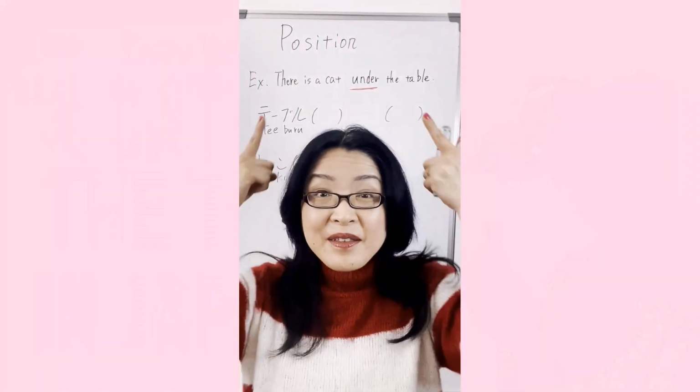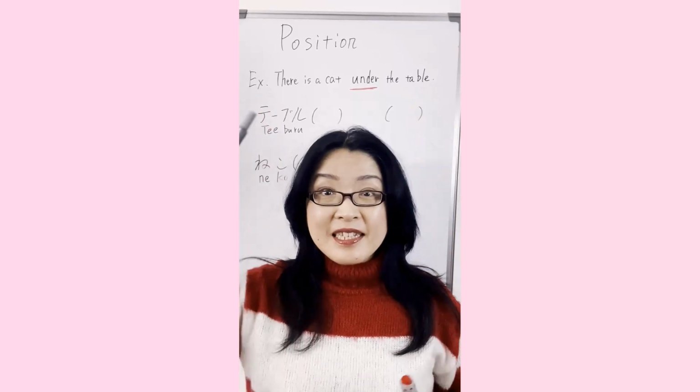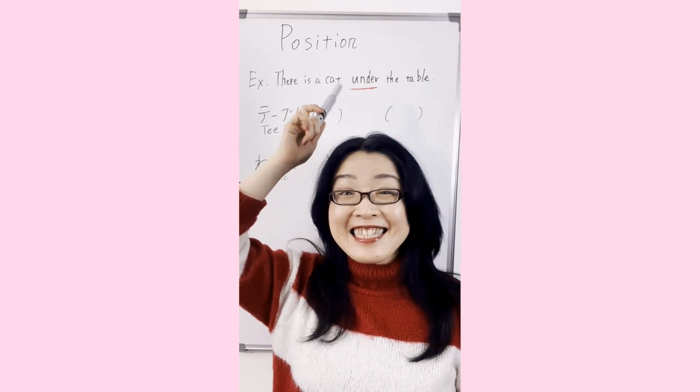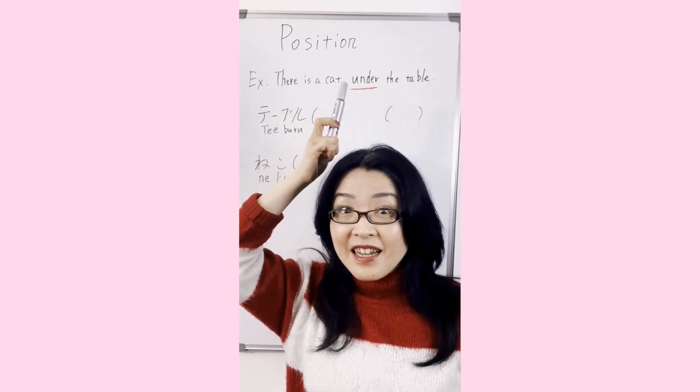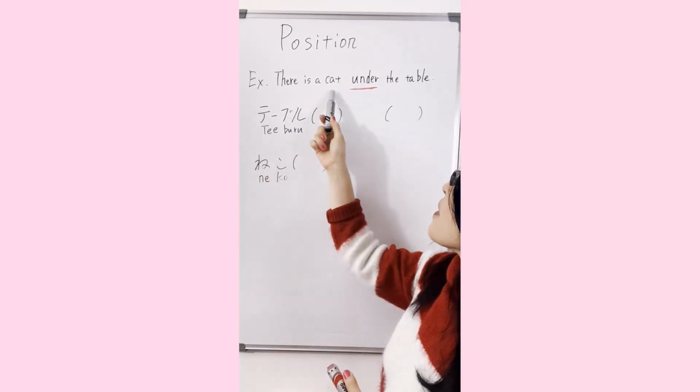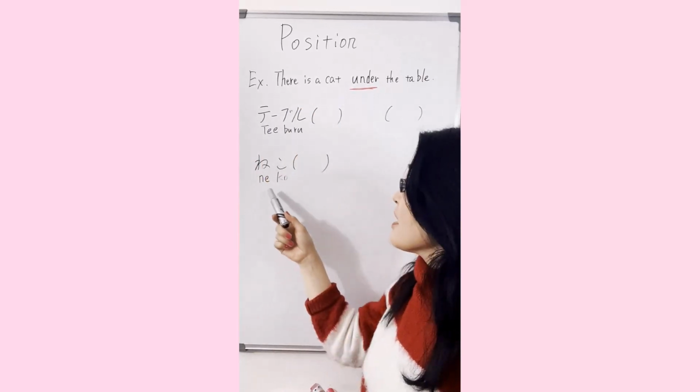Today I'm talking about position. So let's make a sentence. Yes, let's translate this sentence into Japanese. There's a cat under the table. Ooh. So, a cat is neko.